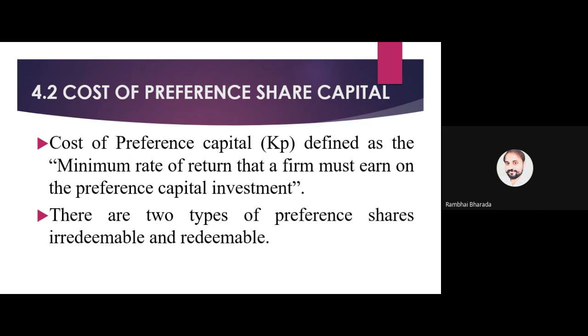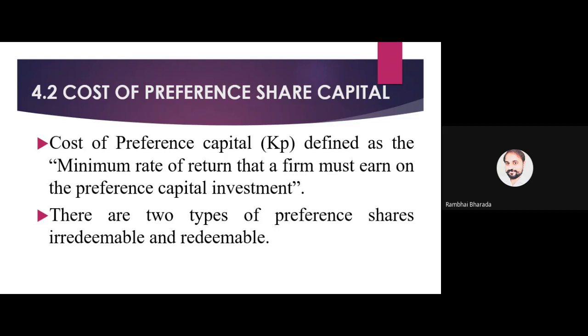Can you tell me how many types of preference shares there are? We have discussed this in the sources of finance. Can you name them one by one? All of you. Cumulative. One is cumulative. The second one is non-cumulative. Very good. Go ahead. Participative, non-participative. Four are there.